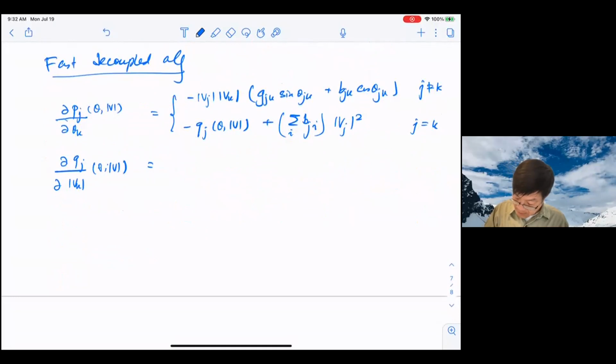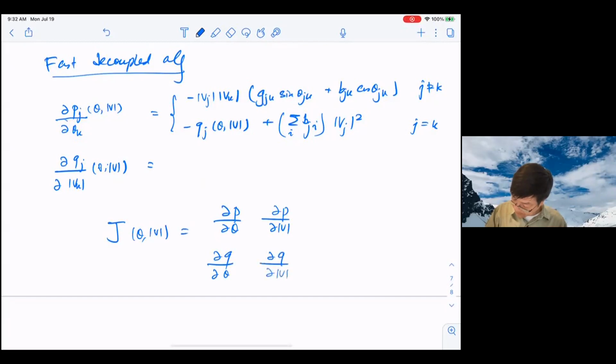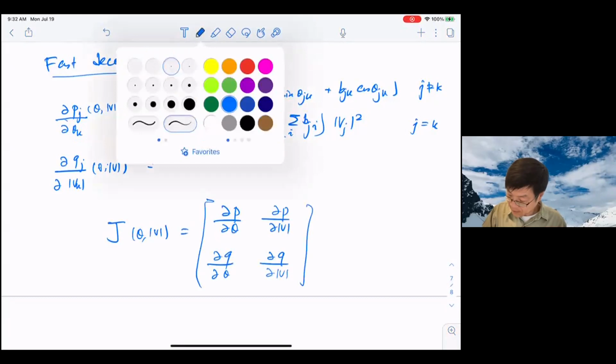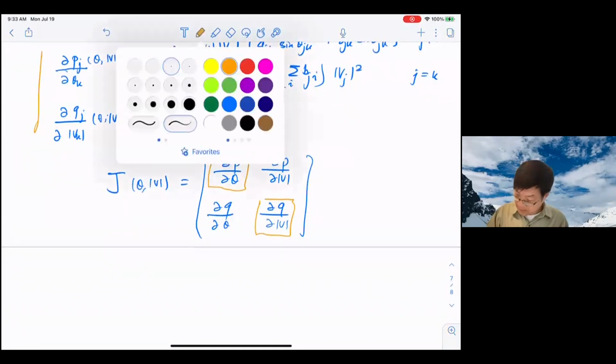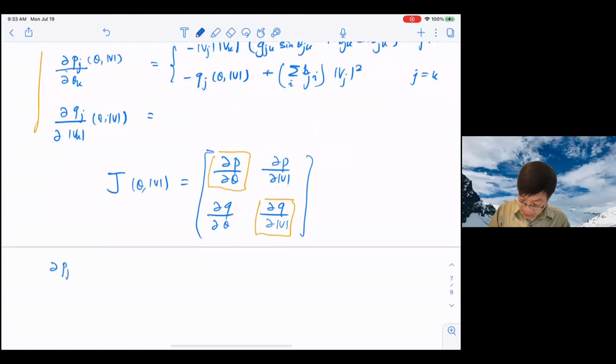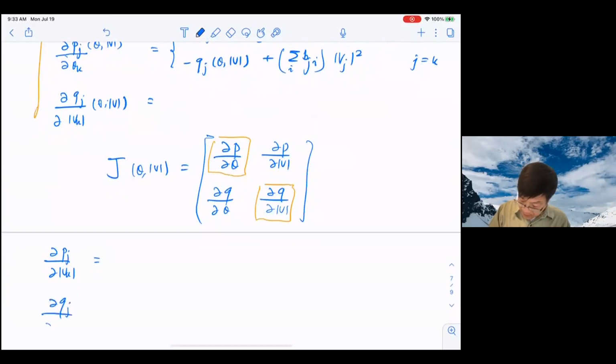So the Jacobian in theta, V has dP/dtheta, which is a block, dP/dV, another block, dQ/dtheta, and dQ/dV. These are the diagonal blocks. And then let's look at the off-diagonal blocks. We do the same thing. We look at dP_j/dV_k, and then dQ_j/dtheta_k.